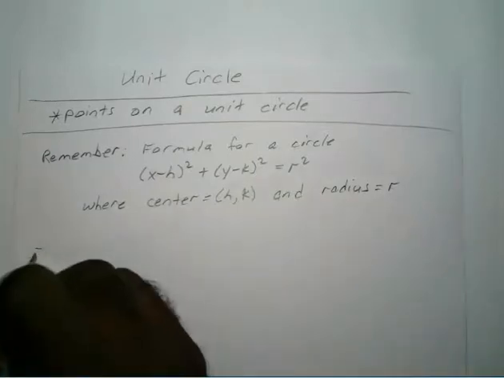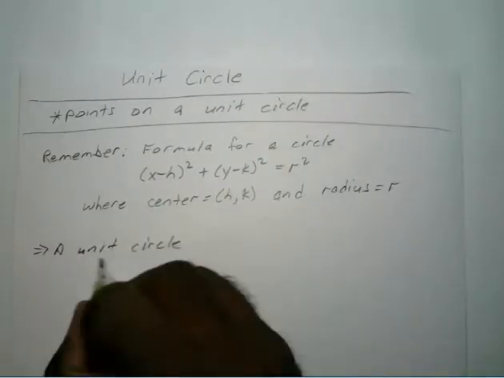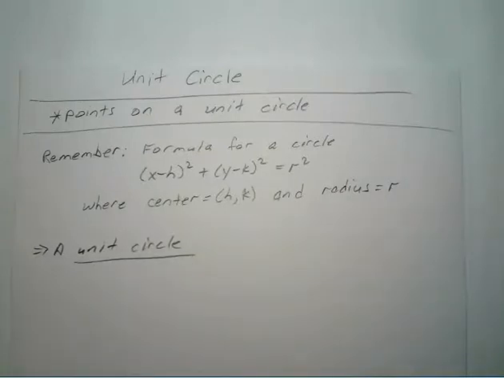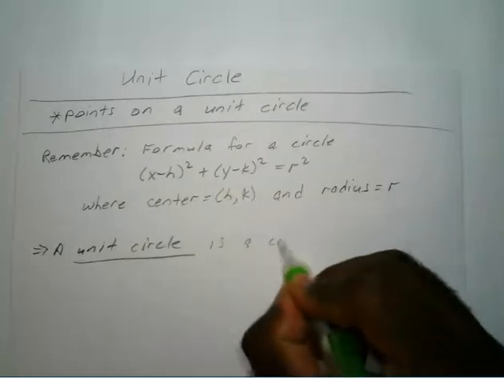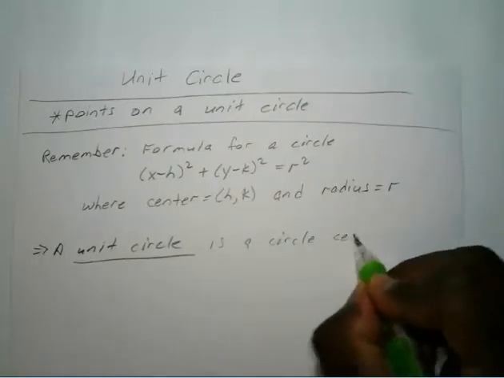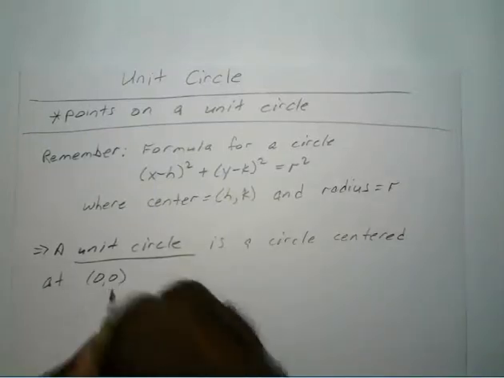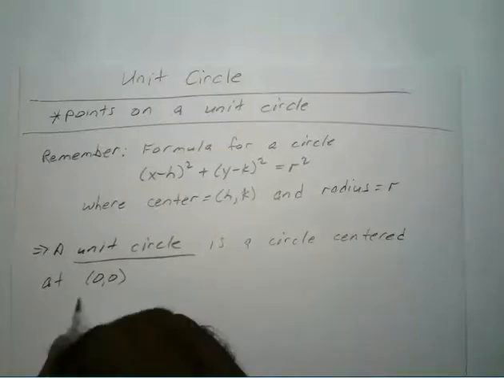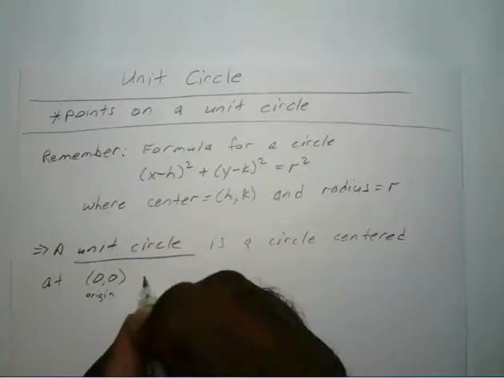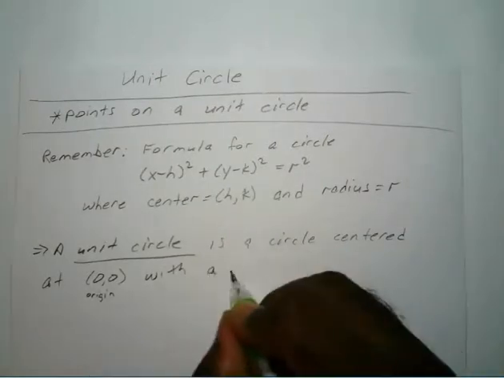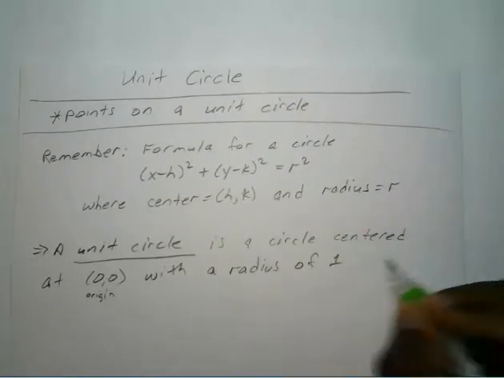Okay, now a unit circle is just a specific circle. It's just a circle centered at the origin 0, 0. Remember, that's the origin, with a radius of 1.